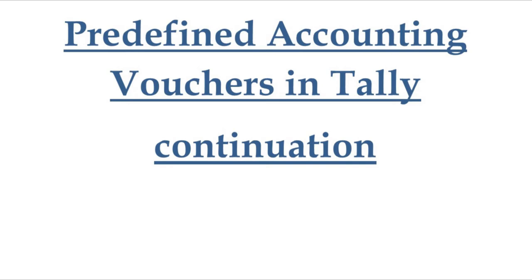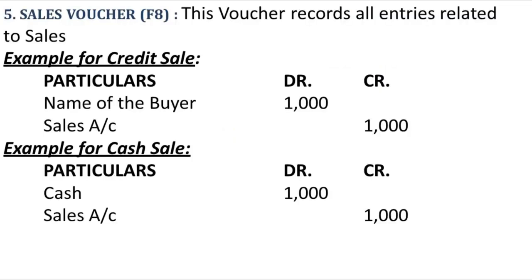Then sales voucher. And the shortcut key is F8, function key. This voucher is to record all entries related to trading related sales. Okay, this voucher is to record trade related sales. What is trade related sales? If you have a purchase and sales business, then we can take sales voucher.